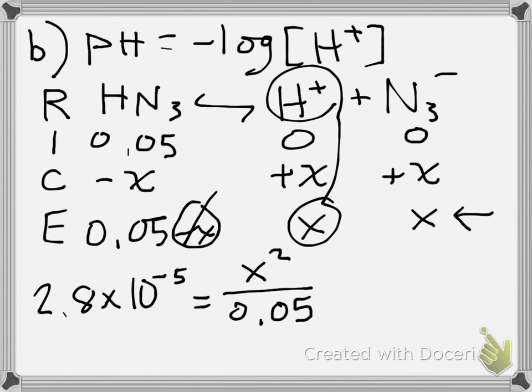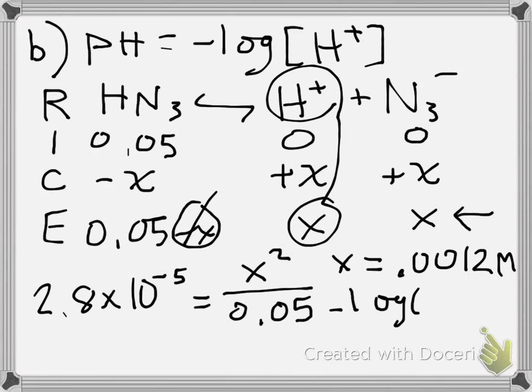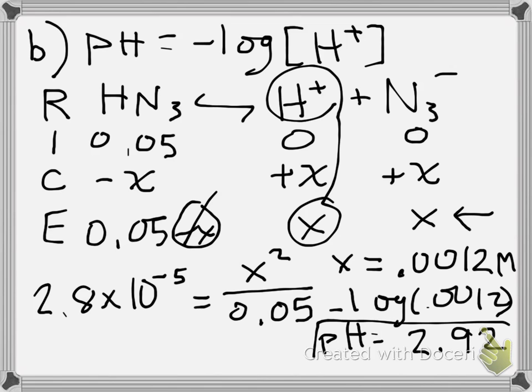So when we solve this out, we will get our x value, and x, notice, is equal to the hydrogen ion concentration, and when we know that value, to get the pH, we just need to negative log it. So when you do your algebra and solve for x, we get 0.0012 molar, and so if we negative log 0.0012, we get our pH value, and our pH value will be 2.92. So this is our answer for part B.